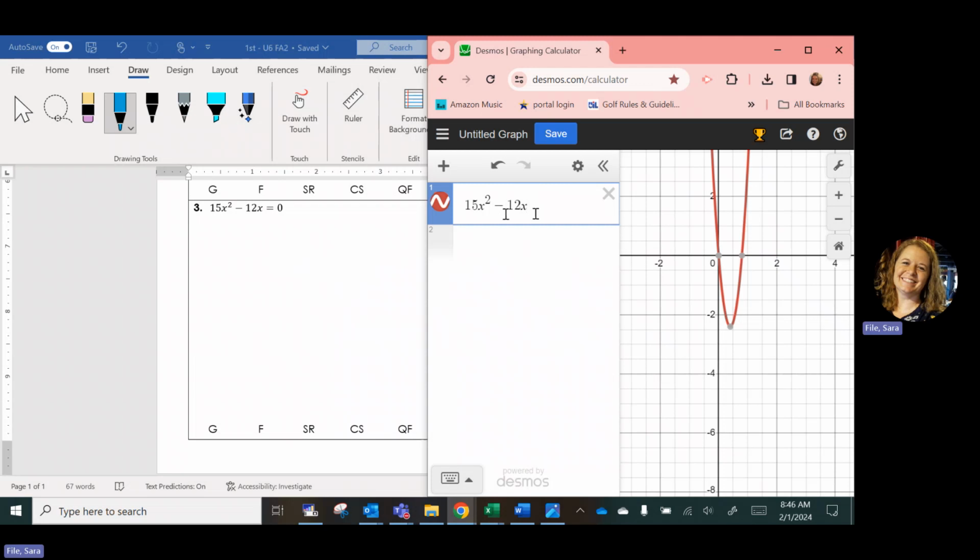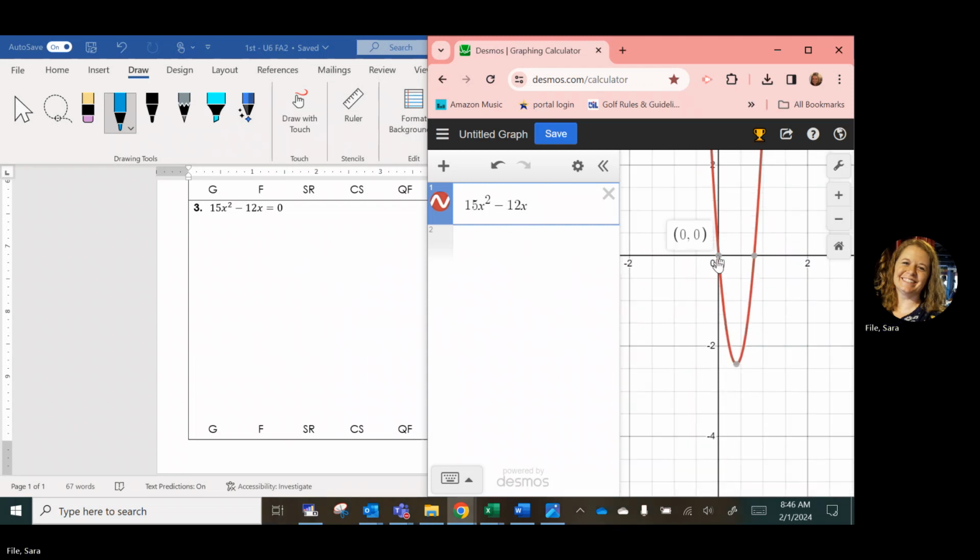Okay, so 15x squared minus 12x, 0, and 0.8. Now again, if you don't realize how to change a decimal, this is a terminating decimal. This is a rational number. Okay, it's not some rounded decimal that we don't know how to change. You should be able to change 0.8 to a fraction, but if you don't know in your head what to do, your calculator will do it for you.